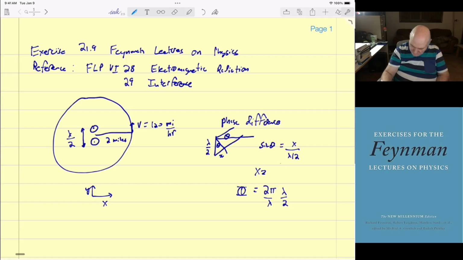X is lambda over 2 sine theta. So 2 pi over lambda times lambda over 2 sine theta is equal to pi sine theta. So that's useful to know. I'll box that equation.